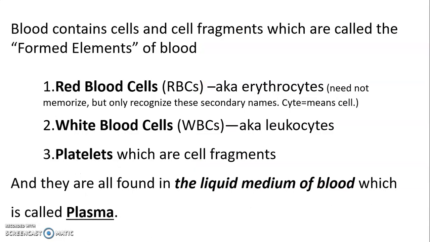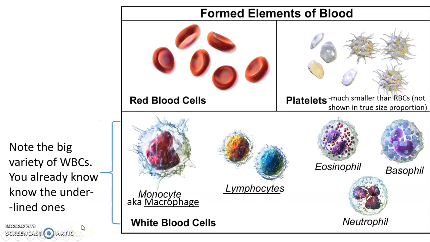Okay, let's look at what are called the blood's formed elements. These are three cells or cell fragments which are in the blood. You already know them. Red blood cells, notice this name, you want to be able to recognize it, erythrocytes. Cyte, C-Y-T-E, means cell. Erythrocytes. White blood cells, leukocytes, that's the leuko that leukemia comes from, and platelets, which are not actual cells, but they're cell fragments. And all of these cell fragments are floating in plasma. That's the liquid medium of blood.